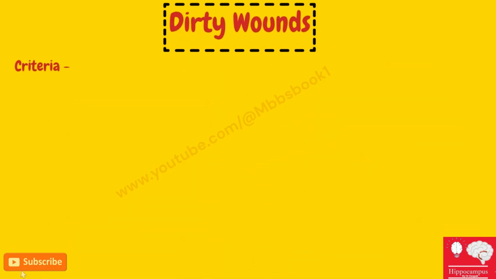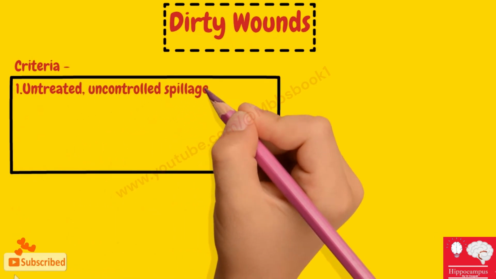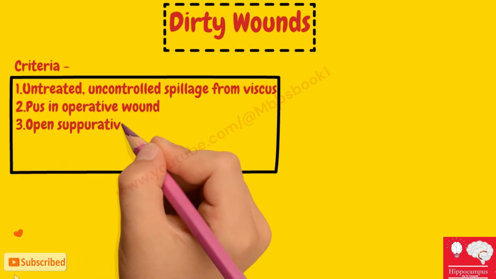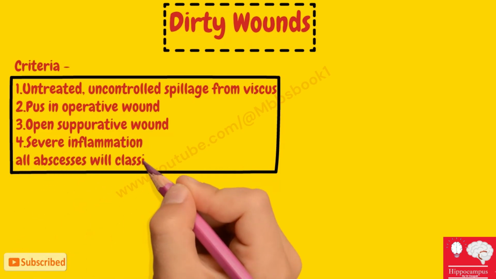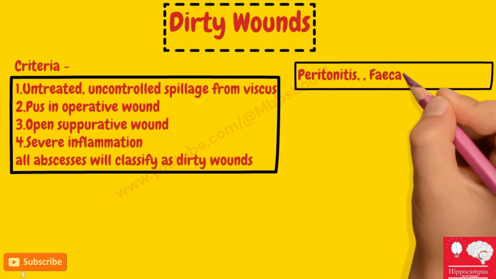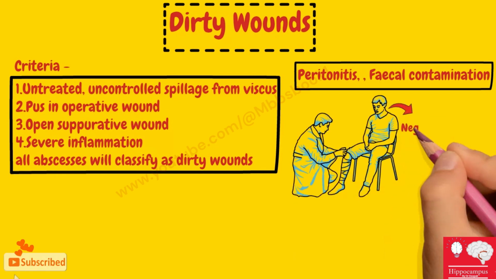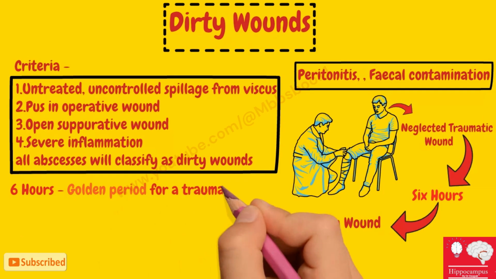Now, the last type of wound is dirty wound. The criteria for the dirty wounds are: first, untreated and uncontrolled spillage from viscus; second, pus in operative wound; third, open suppurative wound; and fourth, severe inflammation. All abscesses will be classified as dirty wounds. Now, patients with peritonitis, fecal contamination will be classified as dirty wounds, and any neglected traumatic wound more than 6 hours old classifies as a dirty wound. That is why 6 hours is the golden period for traumatic wound.